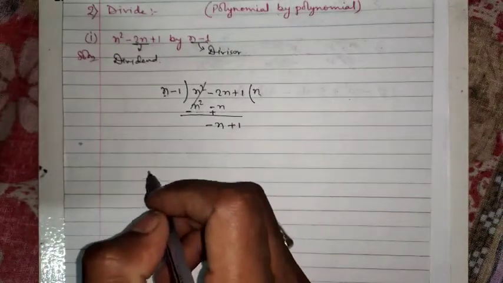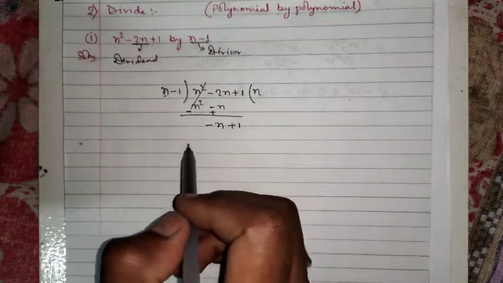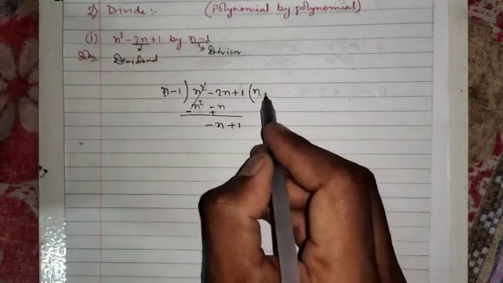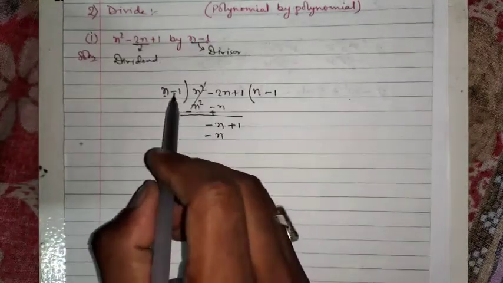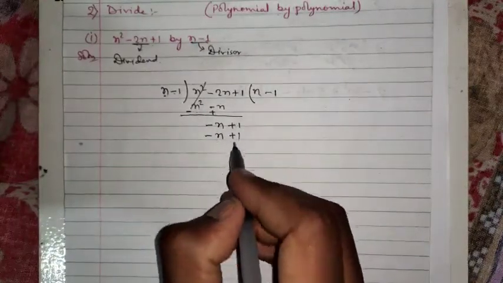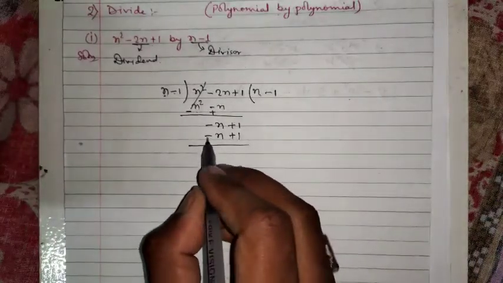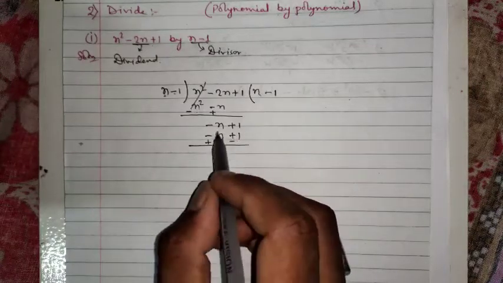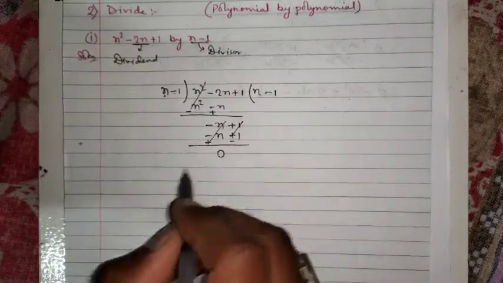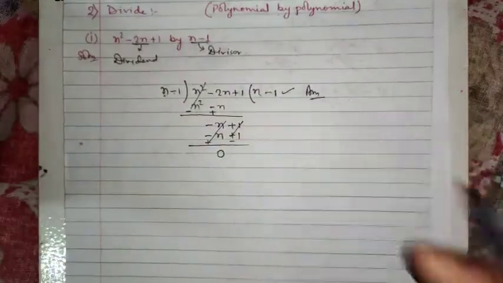Now again we will follow the same method. By what number will this n be multiplied to get minus n? It means n into minus 1. It will be minus n. Minus 1 into minus 1 is plus 1. Now what we will do? We will subtract. It means we will change the sign. Here it is minus, we will put here plus. Here it is plus, we will put here minus. This one cancels, this one cancels. Remainder is 0. This n minus 1 will be our answer.